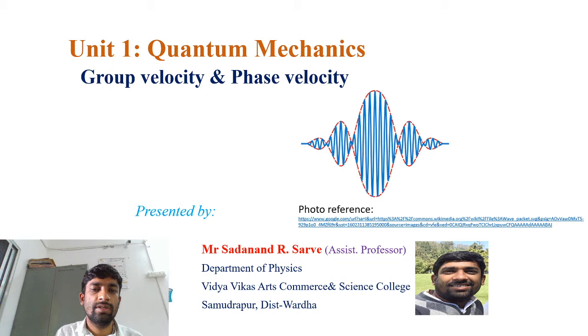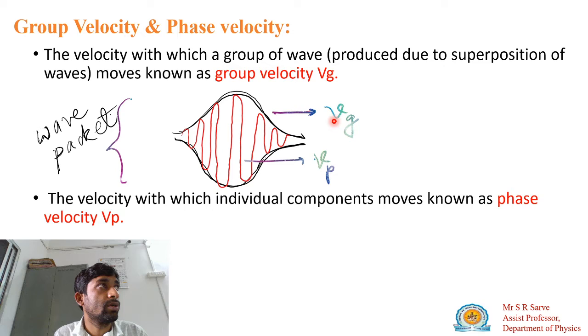If you consider a wave packet, this is the structure of a wave packet. This wave packet is produced due to the superposition of a number of waves, and the velocity of this wave packet is known as your group velocity, and the individual velocity of each component present in the wave packet is known as your phase velocity. So in this way, what is group velocity?